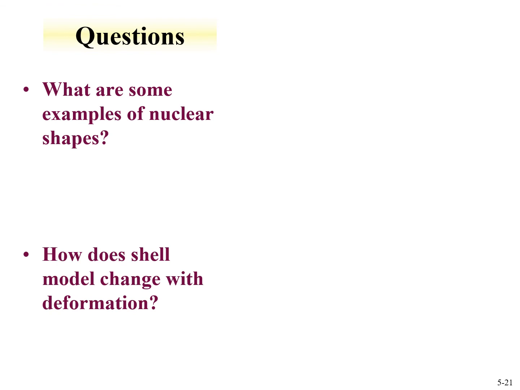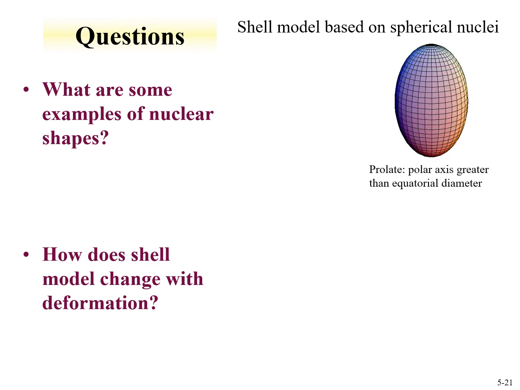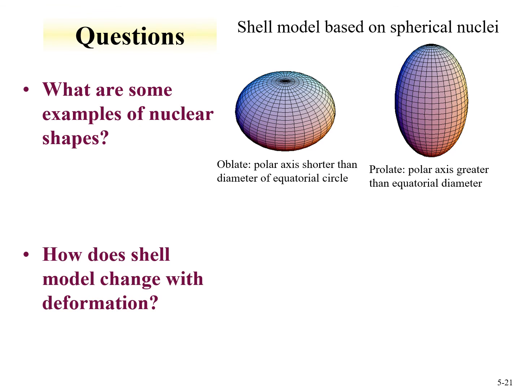Another important concept that was discussed in this lecture are nuclear shapes. So what are some examples of nuclear shapes? Well, as we described the shell model, there's spherical nuclei, but there are also nuclei that deviate from being spheres. One example is a prolate nucleus, in which the polar axis is greater than the equatorial axis. The other nuclear shape is an oblate nucleus, in which the polar axis is shorter than the diameter of the equatorial circle.